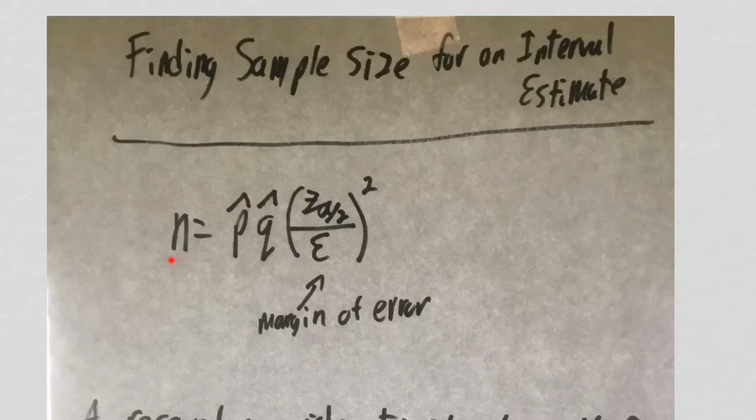So n, again, is going to be your sample size. We again have to know your p hat and your q hat, using your z of alpha over 2, and the E down here is your margin of error. Make sure when you put it in your calculator, you do put parentheses around your z divided by your margin of error and then square it. Otherwise, you will get the wrong answer.